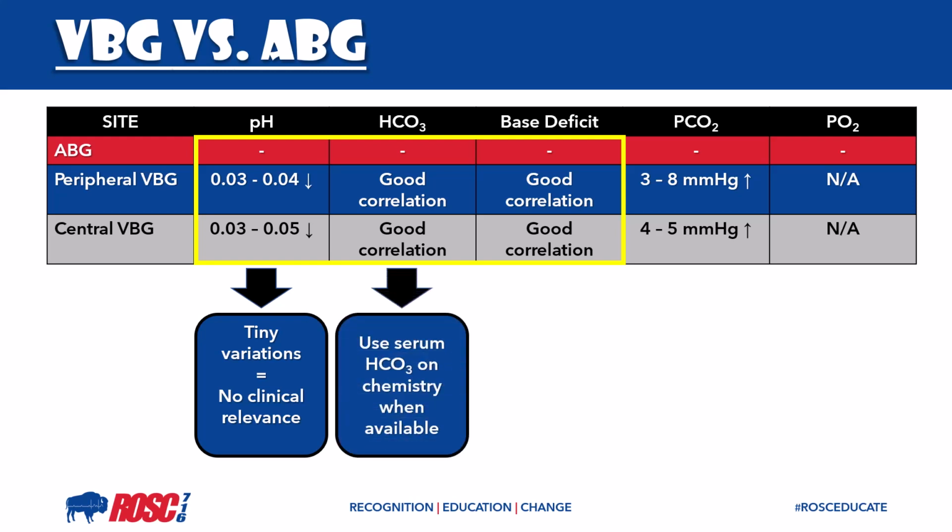bicarbonate. However, remember, if you had a choice to use a bicarbonate result from a blood gas versus a chemistry that were drawn at the same time, you should use that chemistry result. And this is a true measure of bicarbonate, where a blood gas is driving the bicarbonate value by using the Henderson-Hasselbalch equation. To provide some clarity to that, it's plugging in the pH and PCO2 into a formula, then spitting out a calculated bicarbonate level.